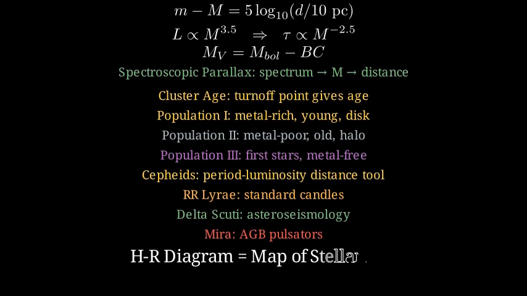Summary: the HR diagram maps temperature versus luminosity, encodes radius, and organizes stellar evolution. Most stars sit on the main sequence. Giants and supergiants occupy the upper right, and white dwarfs sit in the lower left. With this diagram, we measure distances, ages, and the life cycles of stars.